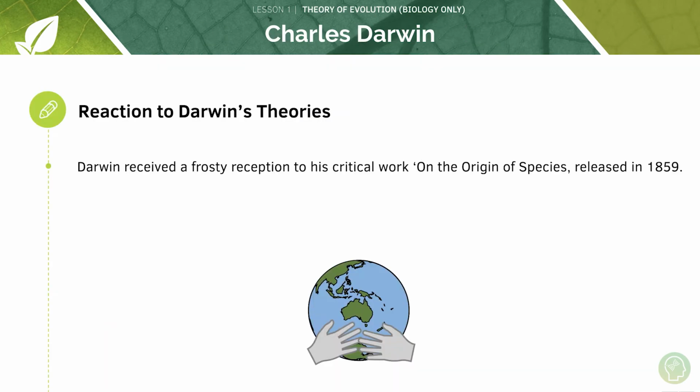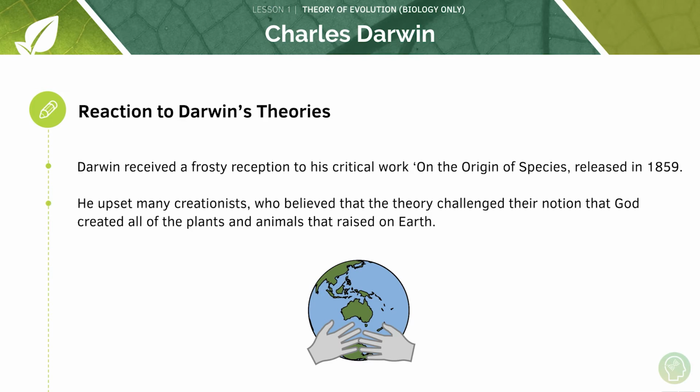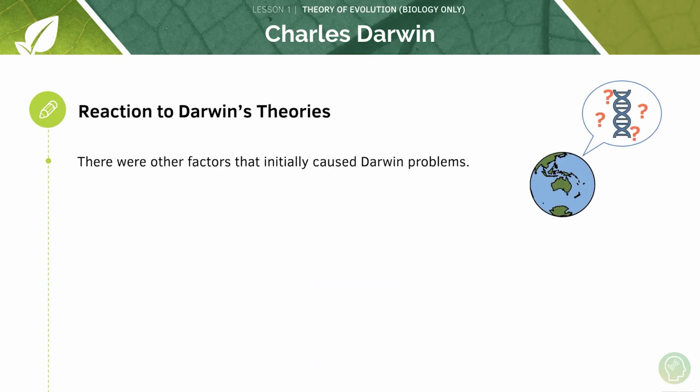So there was a lot of controversy about Darwin's work. He upset many creationists who believed that the theory challenged their notion that God created all of the plants and animals that are found on Earth. But there were also other factors that initially caused Darwin's problems.